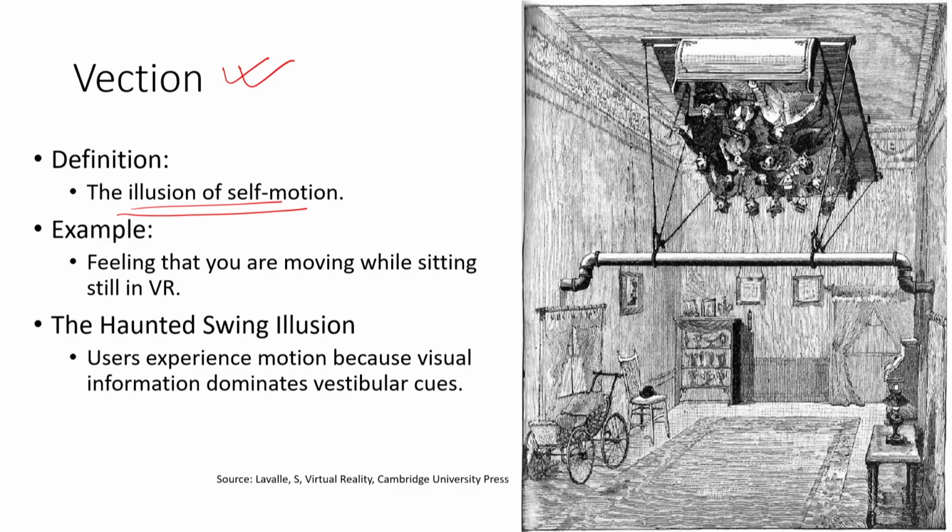Here is an experiment that was conducted in the 19th century, where the users were kept still, but the room around them was made to revolve. So, that gave them the illusion that they were in a swing. So, users were experiencing motion because visual information was dominating their vestibular cues, which was telling them that they are still, but because of the movement of the room around them, they felt that they were also circling around.